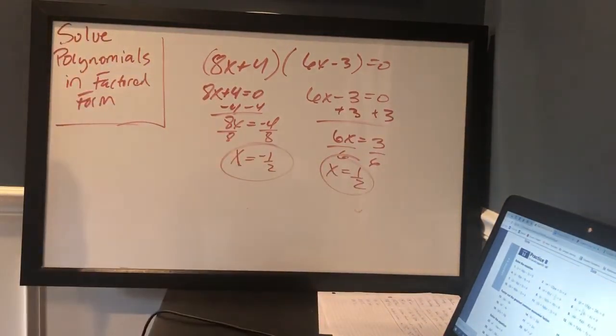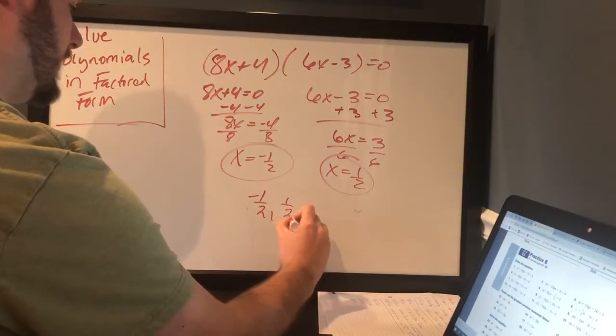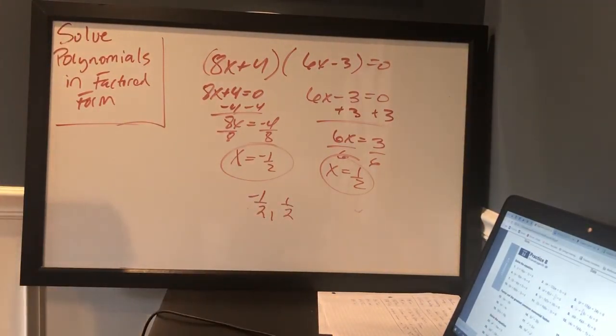Okay, so there are our 2 answers for that problem, and we would enter our answer online like this, or 1/2 and negative 1/2. Okay, so this is solving polynomials in factored form. Go ahead and go on to Edge Elastic and get those problems done, submit them, and if you have any questions, email me. All right, keep working hard, guys. I'll see you soon.